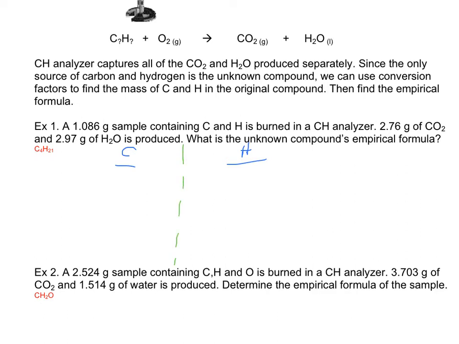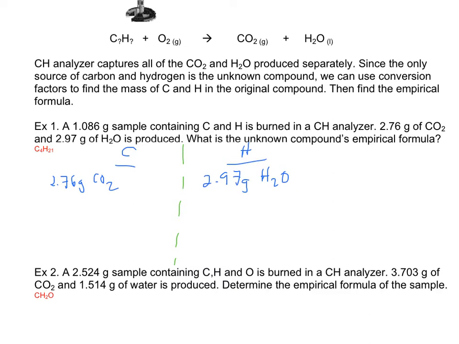Now, the only number that I have to work with for the carbon is the 2.76 grams of CO2. And the only place where I'm going to get information about my hydrogen is from the water. And I've got 2.97 grams of water. Now, I haven't achieved step 1. This is not the grams of each piece of the formula. I need to somehow change the grams of CO2 into grams of carbon.